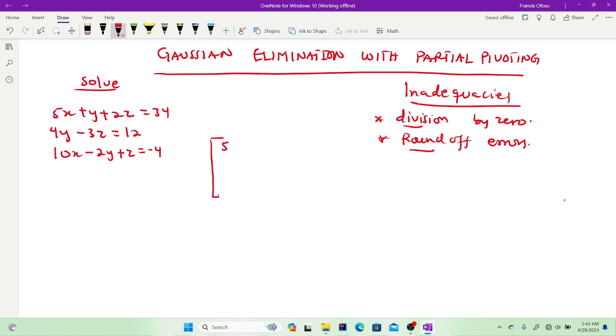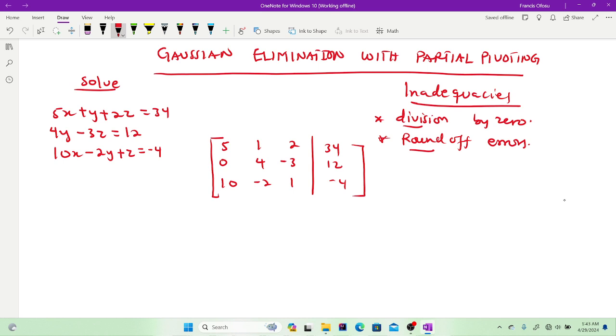So I'll have 5, 1, 2, then 34. Then I'll have 0, because the x component here has vanished, then 4, negative 3, then 12, right? Then I'll have 10, negative 2, 1, negative 4.